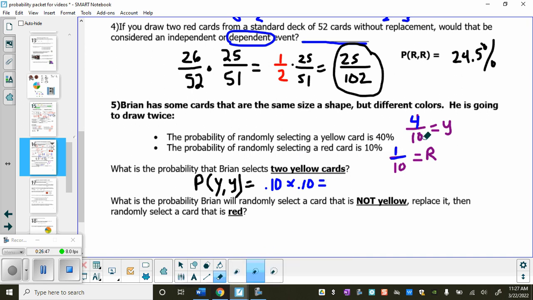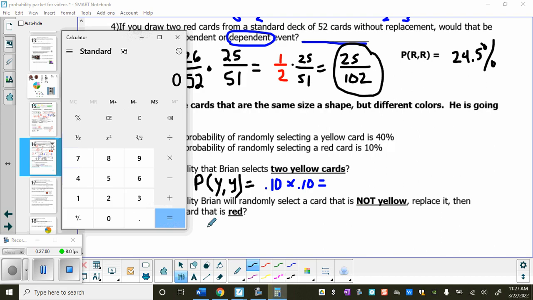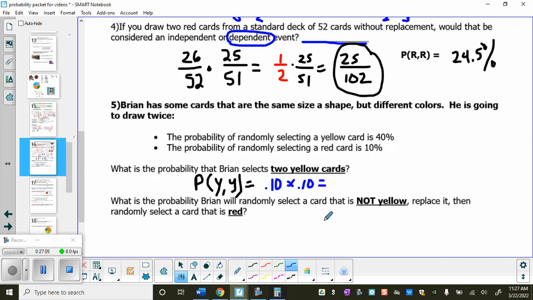Again, we don't have any fractions. We don't even really need to see the fractions. We don't even need to know how many cards there are total. We can just say the probability of yellow is 10% times the probability of yellow again, which is 10%. And in a calculator, if we just do 0.1 times 0.1, that's 0.01. So there's actually only a 1% chance that that's going to happen. If only 10% of the cards are yellow, there's only a 1% chance that we're going to get back-to-back yellow cards.